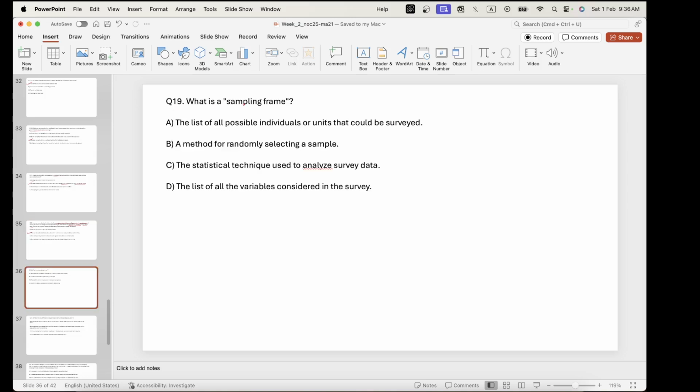What is a sampling frame? A sampling frame is the list of all possible individuals or units that could be surveyed.